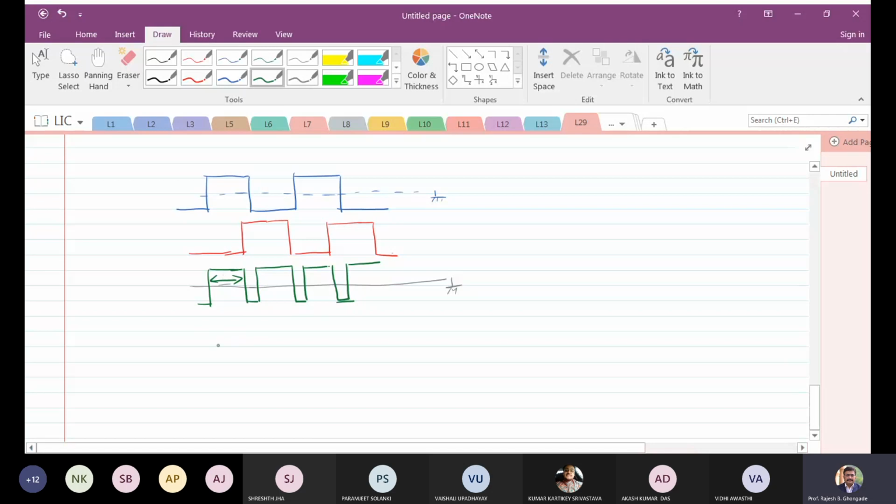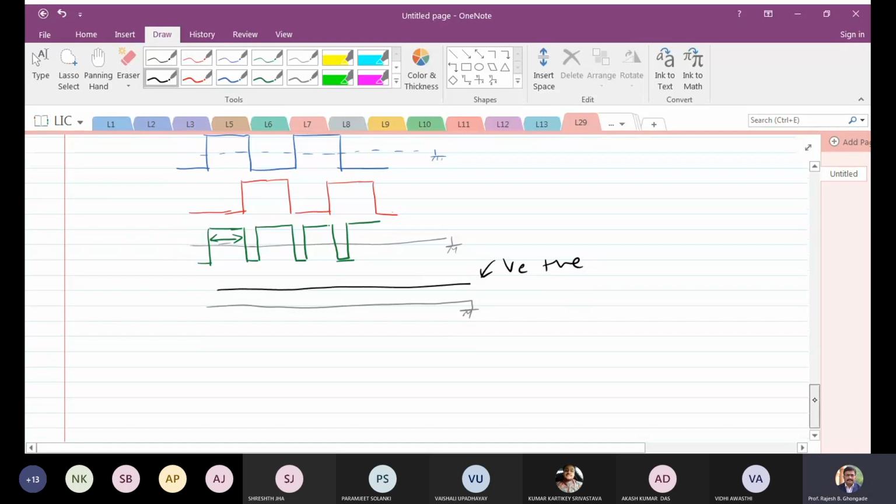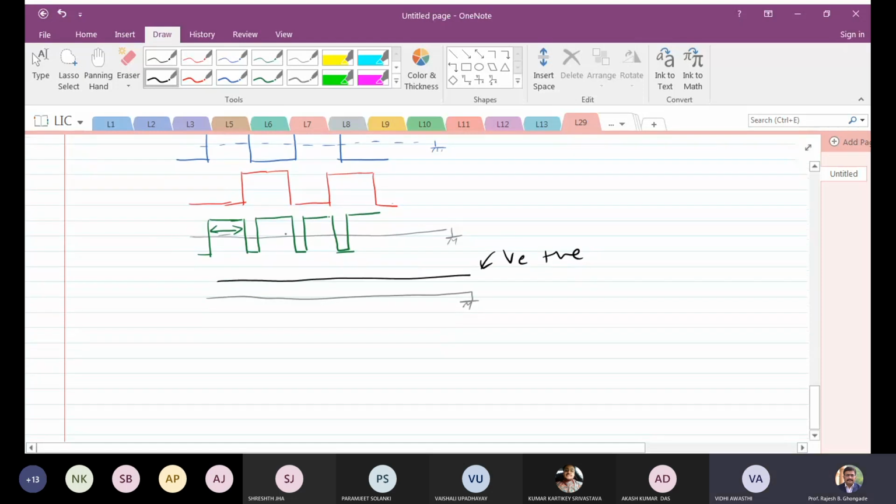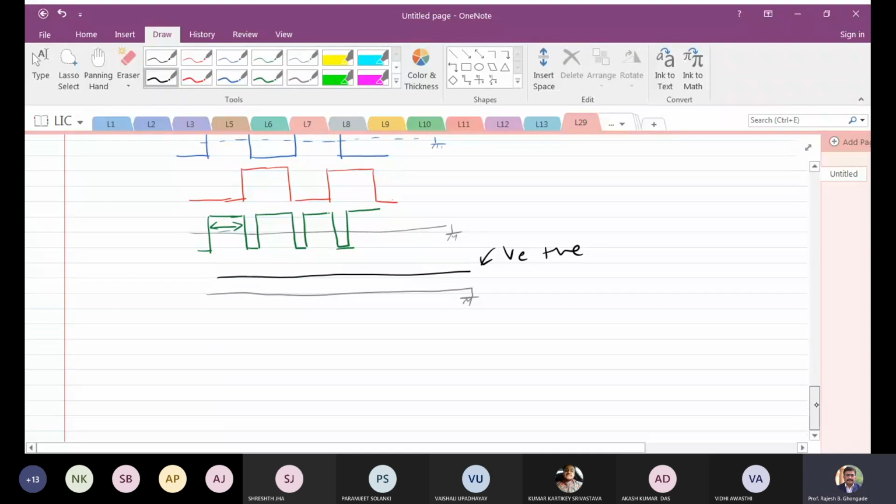So naturally speaking, your VE will be a positive value. VE would be a positive value. Error signal or error voltage, isn't it? If you find out the DC content of this signal, it is going to be a positive value. Now, if the phase difference is less than 90 degrees, what is going to happen?